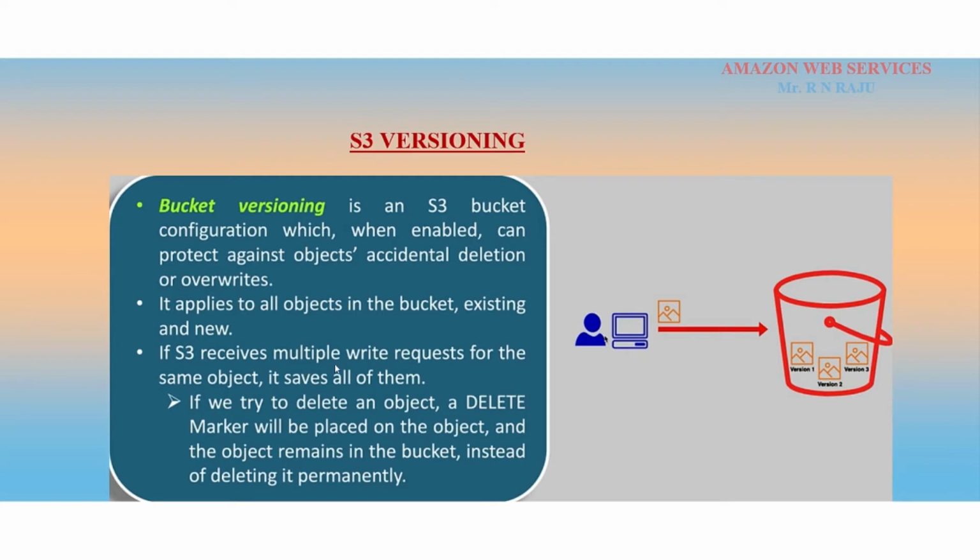If S3 receives multiple write requests for the same object, it saves all of them. After enabling versioning, if you try to delete any object, a delete marker will be placed on the object, and the object remains in the bucket instead of being deleted permanently. That is the feature of S3 versioning. But by default every bucket's versioning feature is disabled. So the user must enable versioning, then that bucket maintains multiple timestamps of a file.